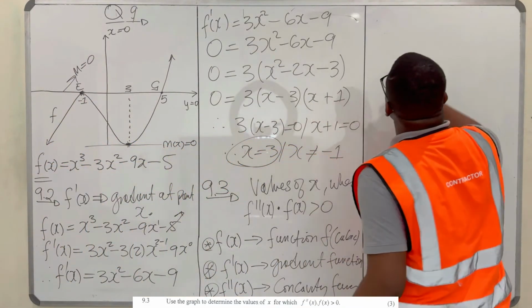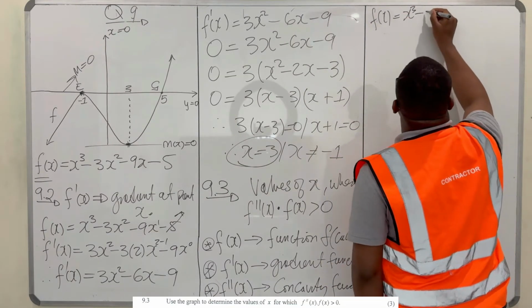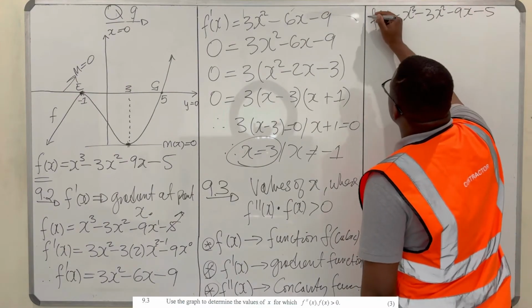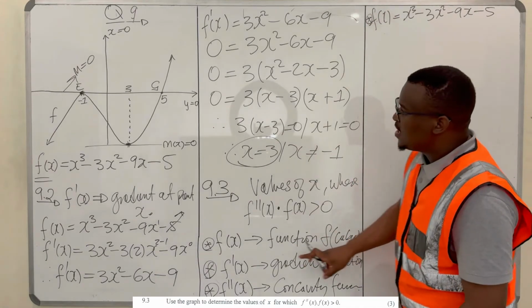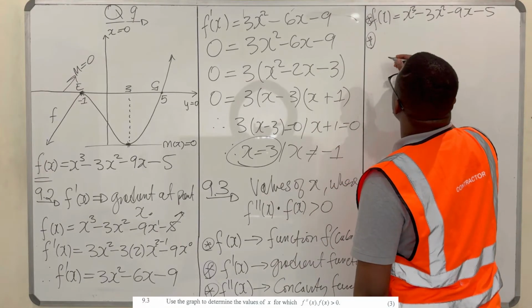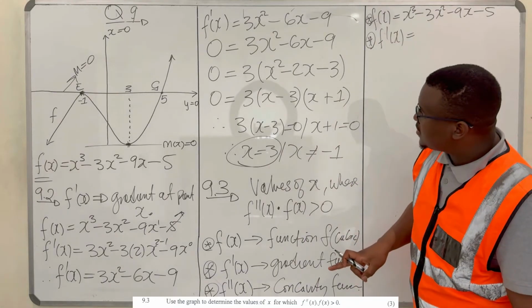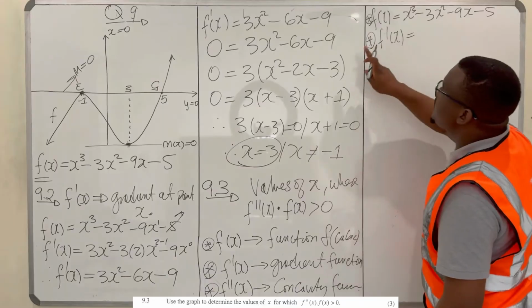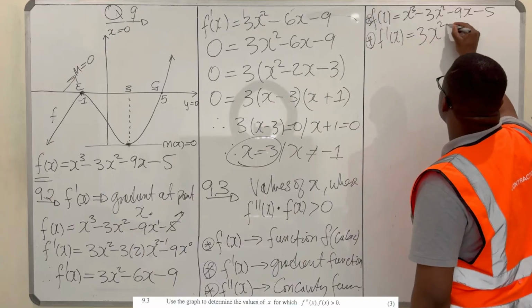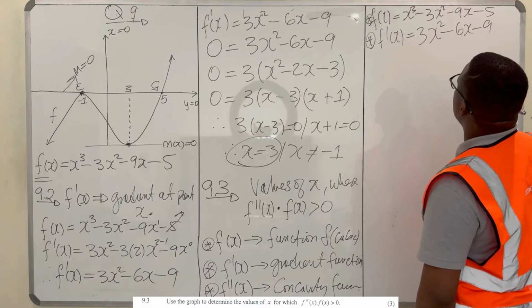So f of x we're given is x cubed minus 3x squared minus 9x minus 5. This is f of x, our cubic function, the one that we were given initially. The second one is a derivative, f prime at x. We found that the derivative of f of x, f prime at x, is 3x squared minus 6x minus 9.